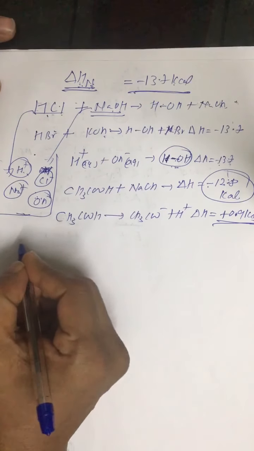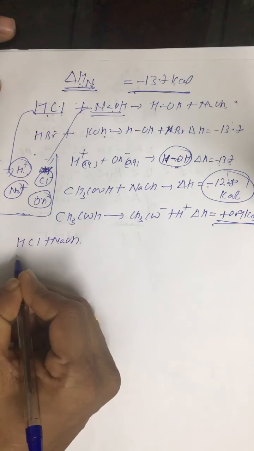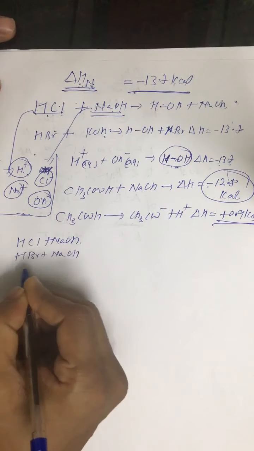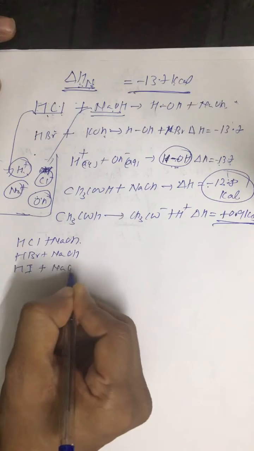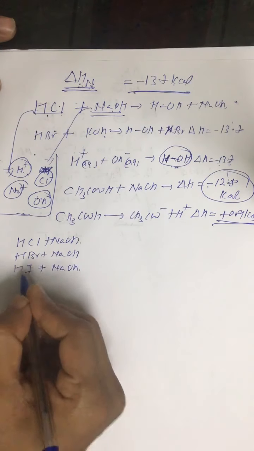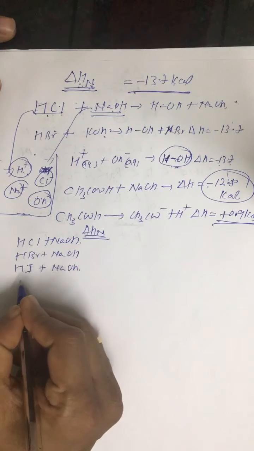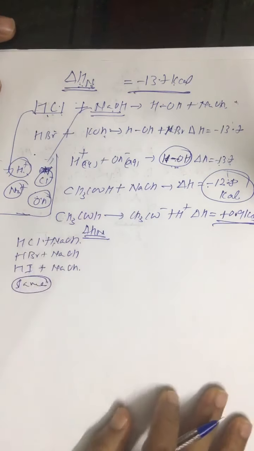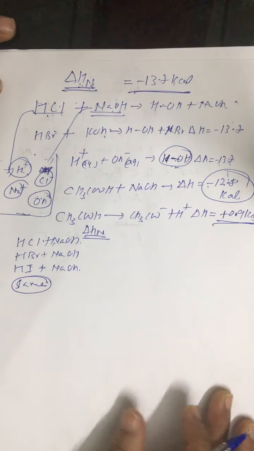So this is it. There will be questions you will be asked, say HCl plus NaOH, HBr plus NaOH, or HI plus NaOH, in which case the delta Hn value is maximum. So you have to say same in all of these, because all are strong acids and strong bases.